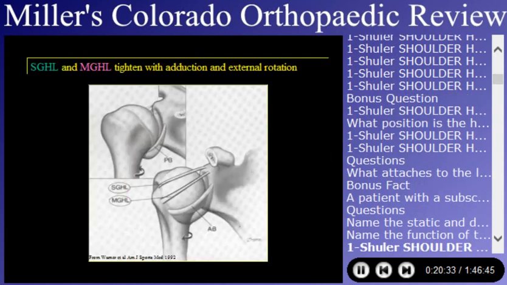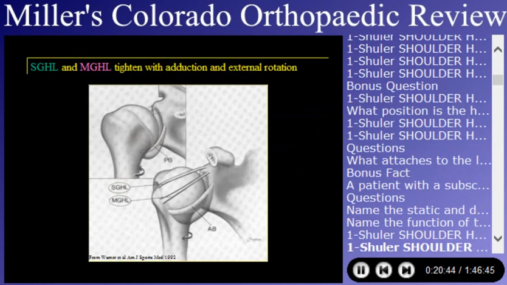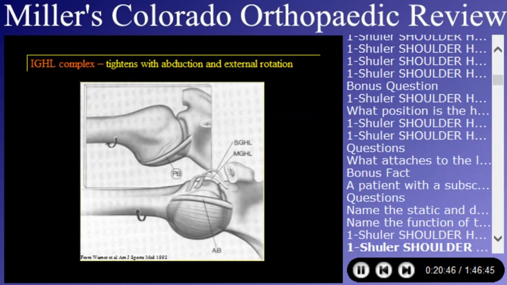And we'll go over some of the diagrams here to help you visualize what these are actually doing. Superior and middle glenohumeral ligaments tighten with adduction, external rotation. Inferior glenohumeral ligament complex tightens with abduction, external rotation. Arm in this position.